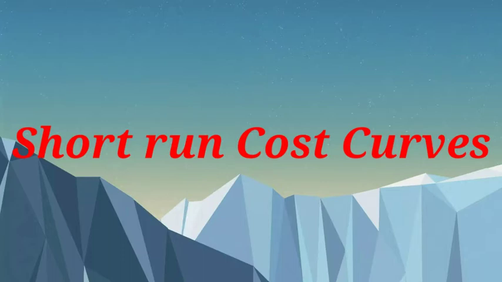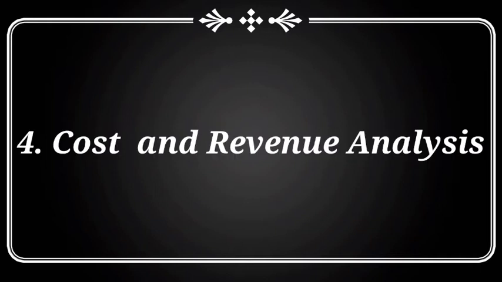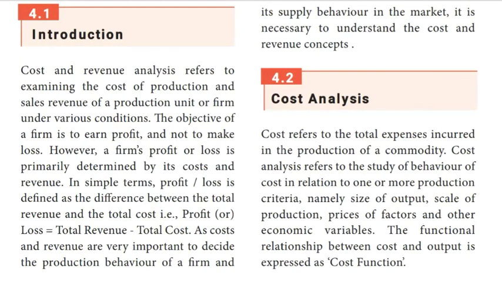Fine. Let us enter into chapter 4, cost and revenue analysis. First, you are going to learn about meaning of cost analysis. Students, take page number 80. Introduction. Cost and revenue analysis refers to examining the cost of production and sales revenue of your production unit or firms under various conditions. The objective of a firm is to earn profit and not to make losses.